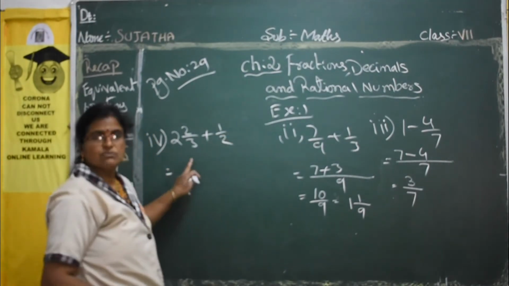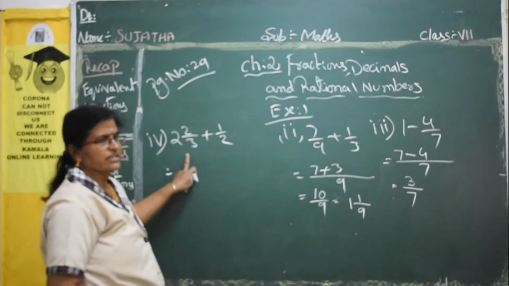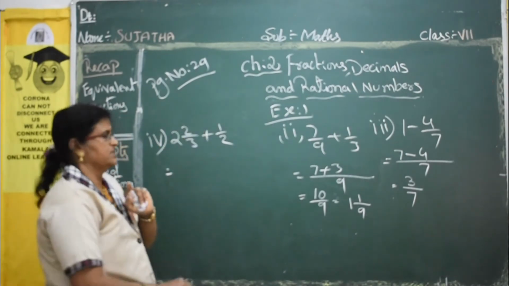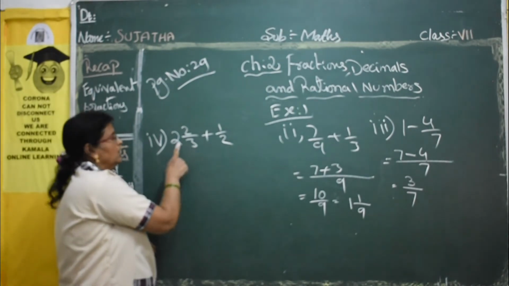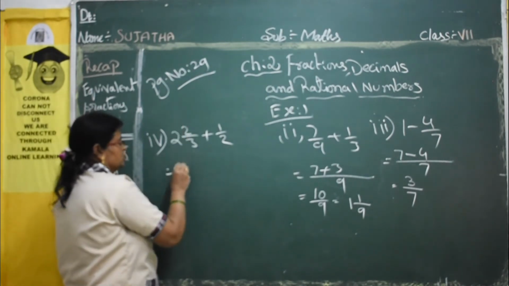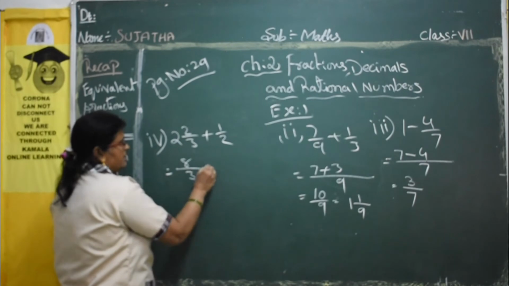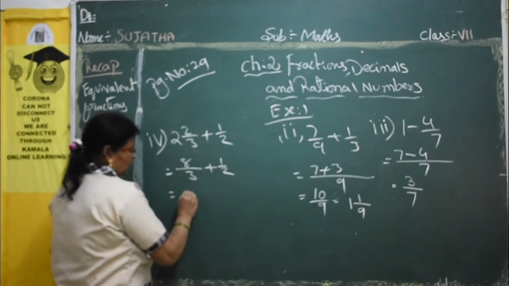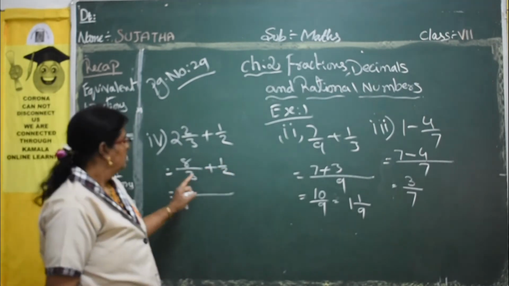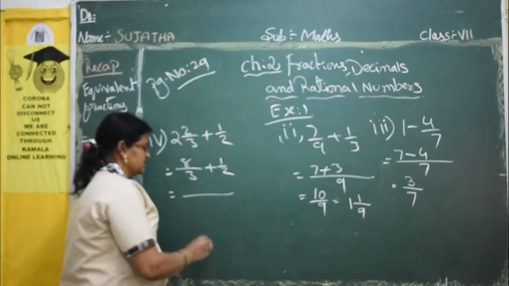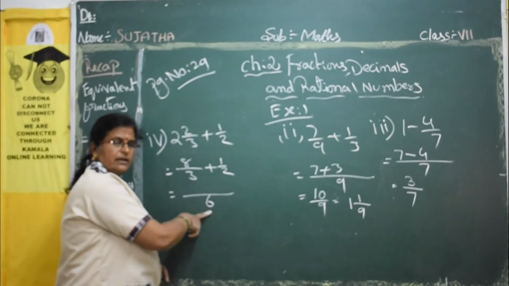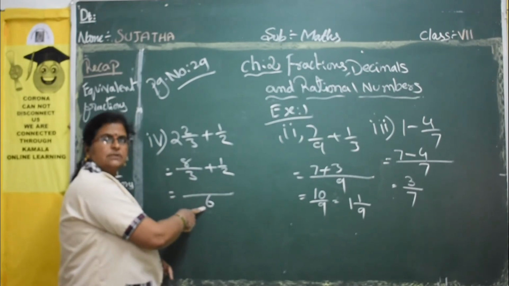Now what is this? A mixed fraction. A mixed fraction you have to change into improper first. Now 2 3s are, multiply this whole number into the denominator. 2 3s are 6. 6 plus 2, 8 by 3 plus 1 by 2. Now what is the LCM now? 3 and 2. There is no common table, so multiply. 3 2s are 6. In the 3 table how many times will 6 come? 2 times.